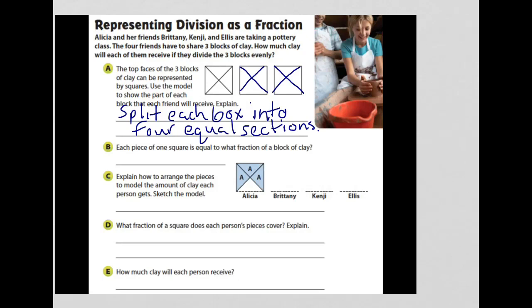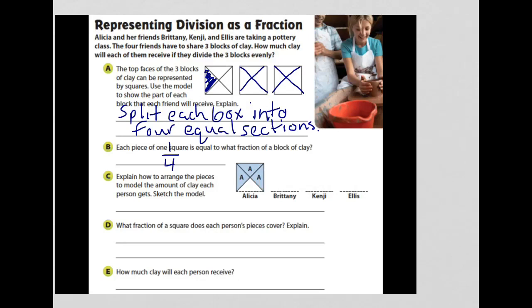Each piece of one square is equal to what fraction of a block of clay? Each one of these little pieces, I see that there's a total of 4 pieces, and one of them would be 1/4. So each little piece, let me shade in one up here. This one piece is 1/4 of that block of clay.